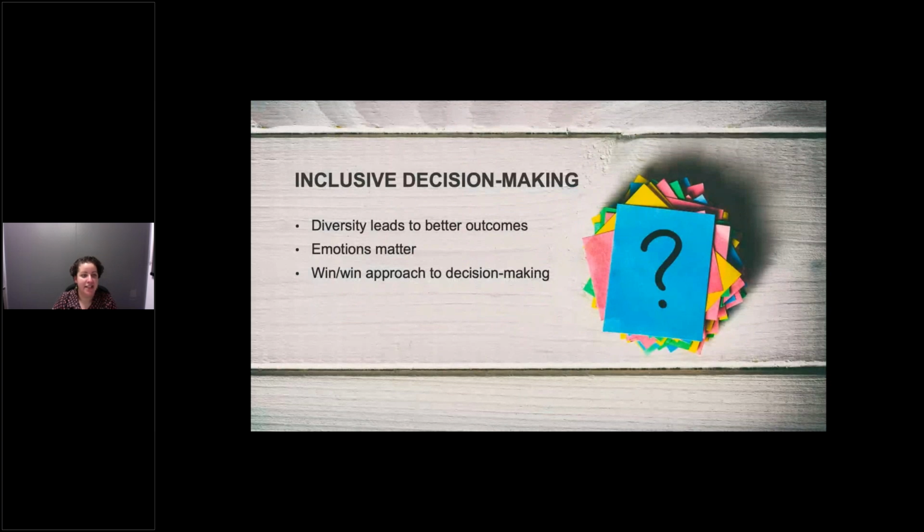Now, in this next session, just conscious of time, we're going to briefly talk about how to make meeting processes more inclusive, and we'll touch a little on the importance of diversity on your committee and how that leads to better outcomes, the importance of emotions in decision making, and we'll also share with you a decision making roadmap for some more complex issues.